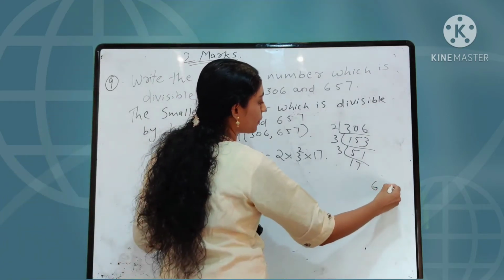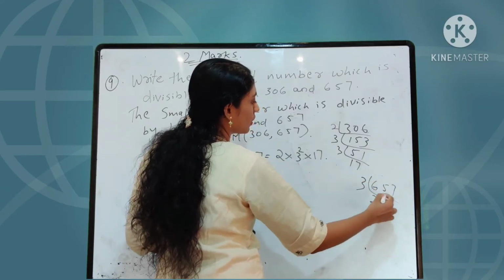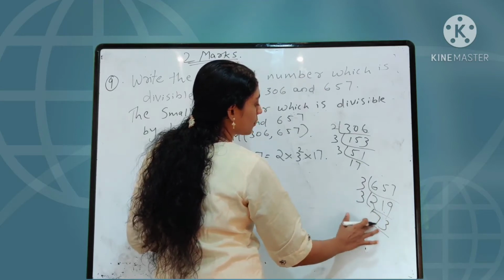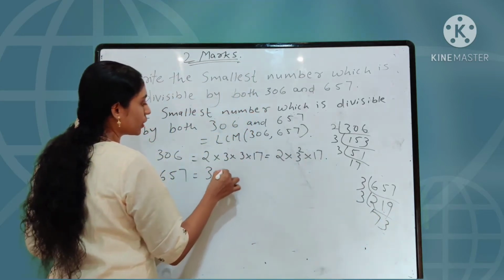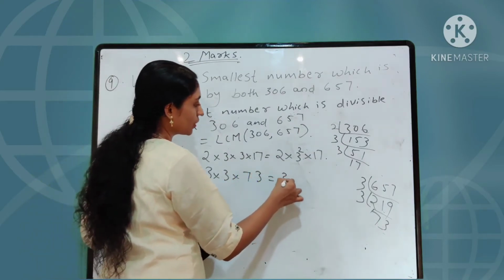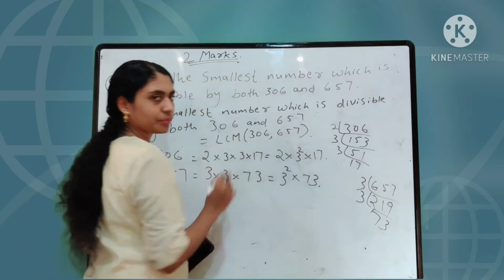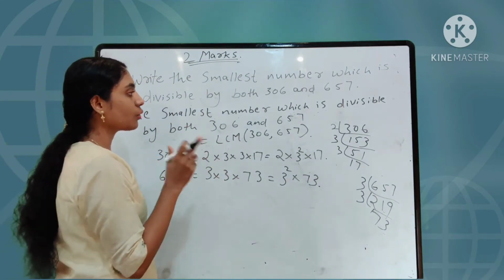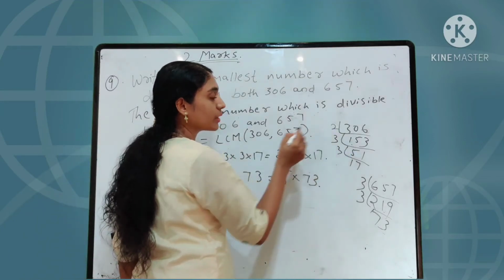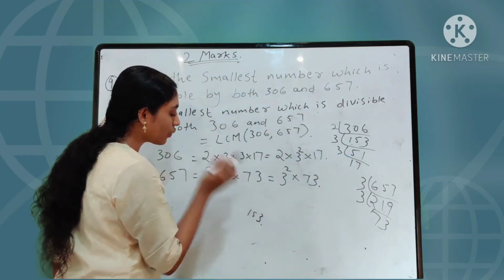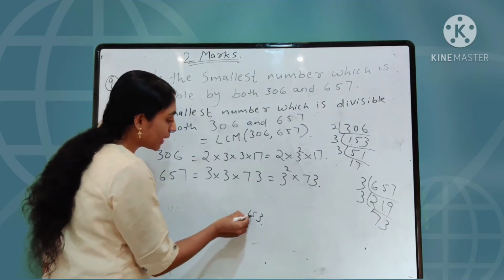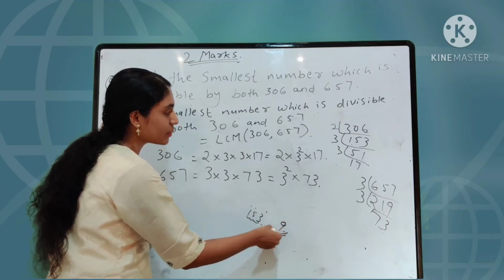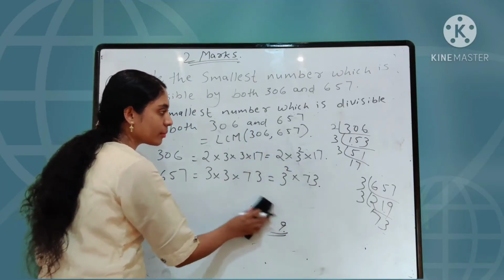Now what about the prime factors of 657? 657 is divisible by 3, again 3, and up to this. So we can write it as 3 into 3 into 73, which is equal to 3 square into 73. Got it? And you know how to find whether a number is divisible by 3. For example, 153: by adding the digits, 1 plus 5 is 6, 6 plus 3 is 9, and 9 is divisible by 3. So we can say that 153 is divisible by 3.